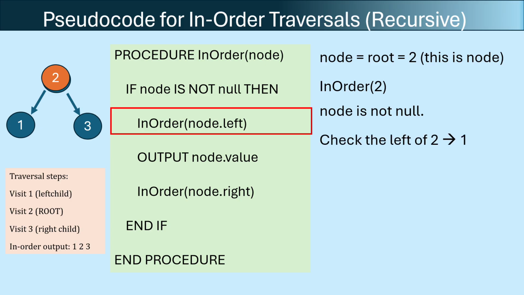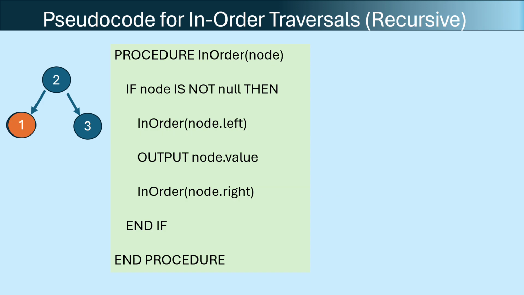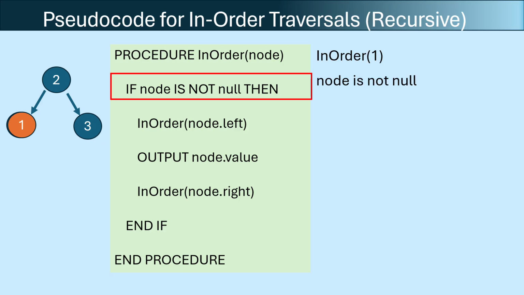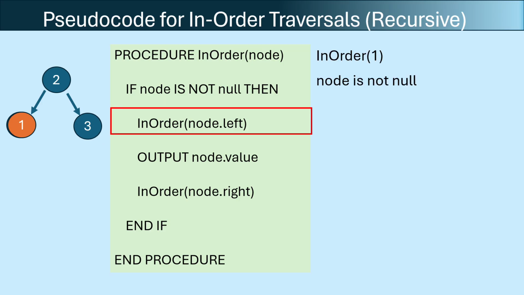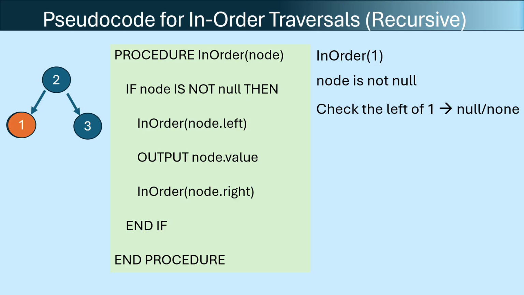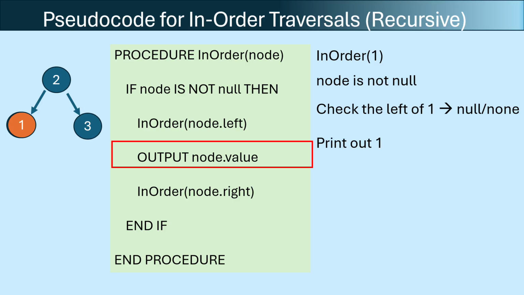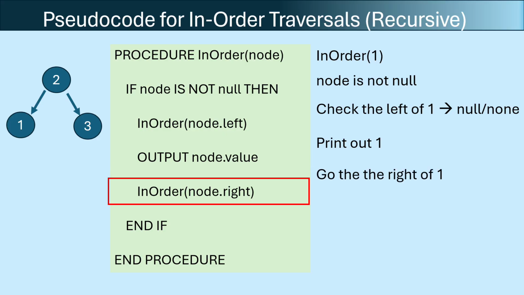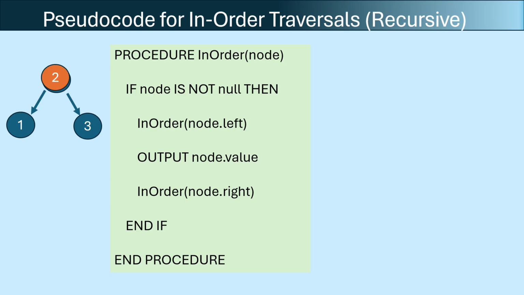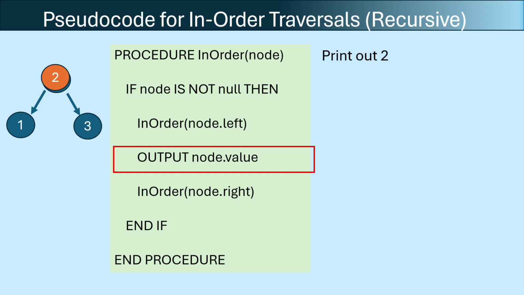Well, the left side of 2 is pointing to 1. So we're going to recursively call this. So we're going to go to 1. In order 1. It is not null. So we're going to look at the left side of 1. Well, it's null. We're going to output, print out 1. Then we look at the right side of 1, which is null. Then we're going to return. We're going to return back to 2. Well, with 2, we're going to print it out. So we're going to print out the number 2.